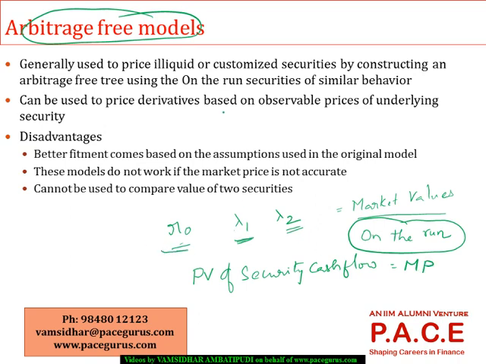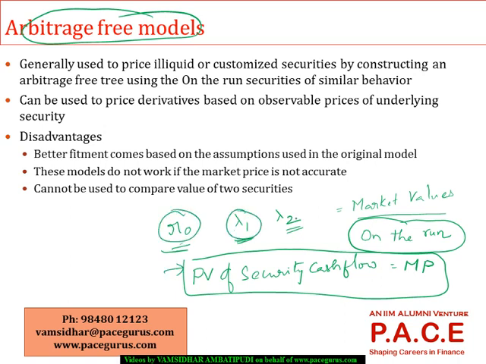By doing that exercise, we are going to decide all these things. That kind of model where the parameters are estimated by doing this kind of equation is what is called an arbitrage free model. Generally these models are first used to estimate these numbers, and once we have estimated these parameters, they are used to price the off the run securities, or the securities which are more illiquid. That is the typical way any arbitrage free model works.